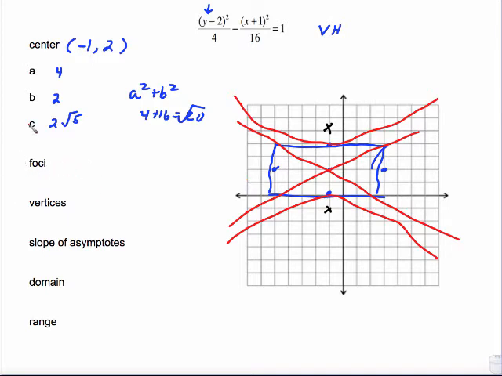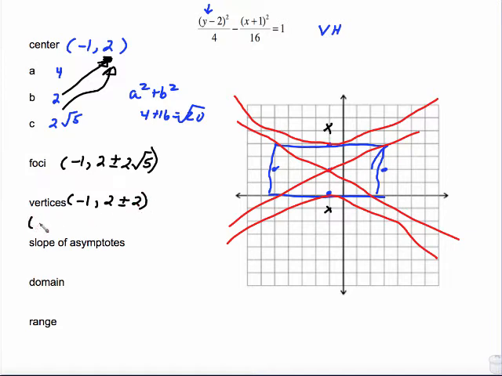So the foci, we take the c value and we're going to tack it onto the y part of the center because this is a vertical hyperbola. So our foci will be -1, comma, 2, plus or minus 2 radical 5. To find the vertices, because this is a vertical hyperbola, the b value will be tacked onto this. So this is negative 1, comma 2, plus or minus the b value, which is 2.